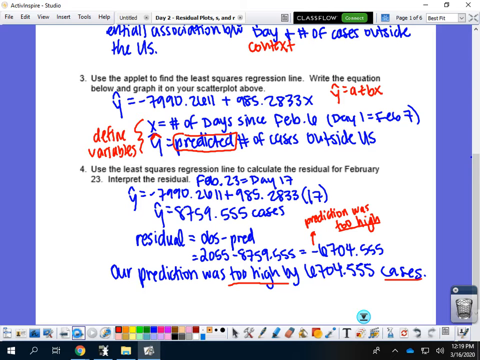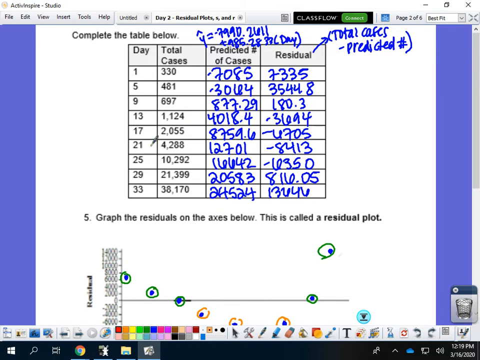All right, now this next part, right before number 5, asks you to complete the table. The table says predicted number of cases. What you can see here is that I plugged in each day for the predicted number of cases, and then I got my predicted numbers. I just plugged in 1, 5, 9, 13, etc. And then for the residual, you do 330 minus, so observed minus predicted. Observed minus predicted for every single time. That's how we get all of our residuals.